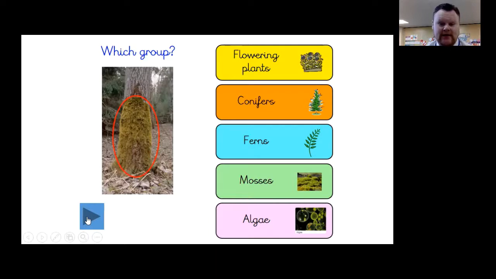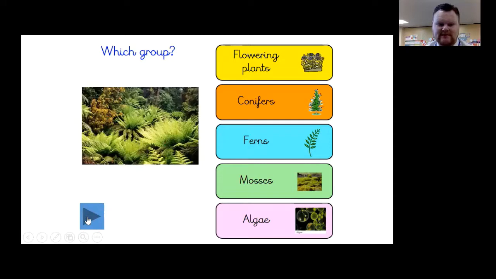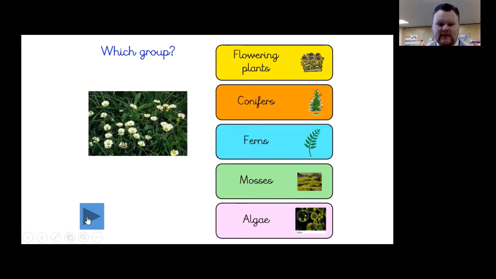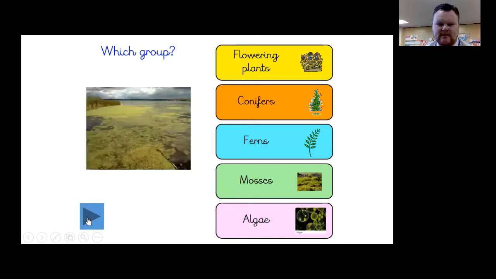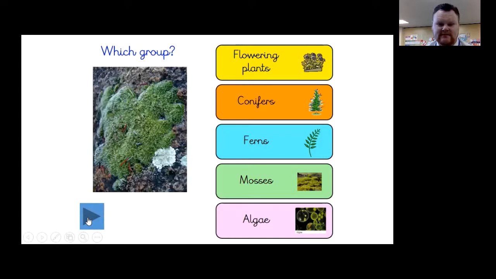Might have given a clue earlier on in the video about this one. These. Look at the shape of the leaves. Is there a clue there for you? Daisies. Looks like water to me. This looks like something that you might find on the side of a tree when you go for a walk.